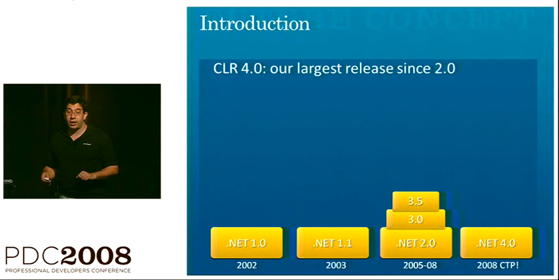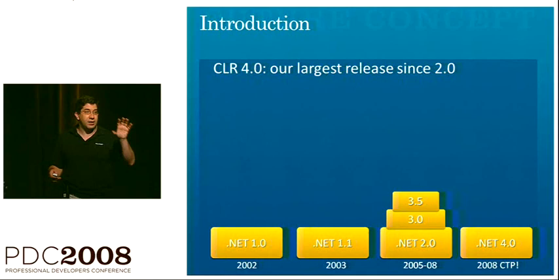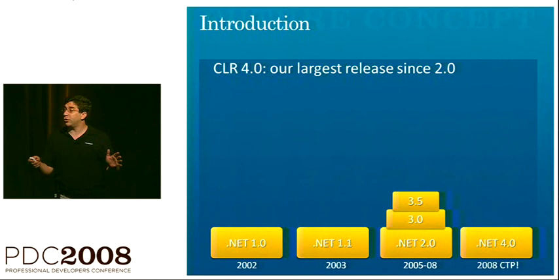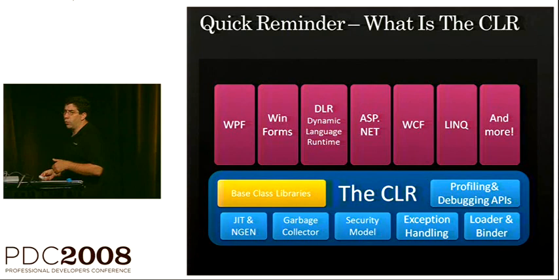So this is actually, even though you've seen things like 3.0 and 3.5 and 3.5 SP1 in that intermediate time, even though you just saw 3.5 SP1, you know, a few months ago, and now we've got our CTP ready, there's actually a lot more stuff here than you might imagine. So I want to just give everyone a quick reminder about what is the CLR, because there's some confusion about it sometimes.